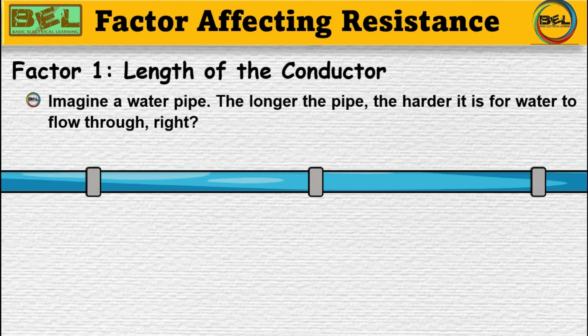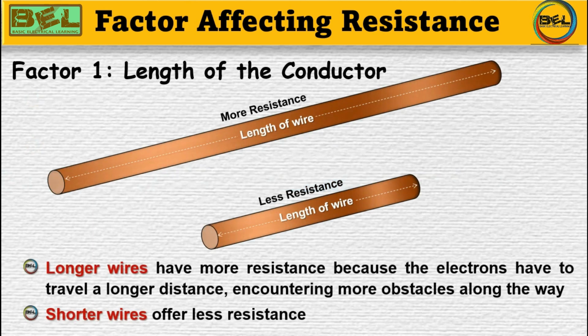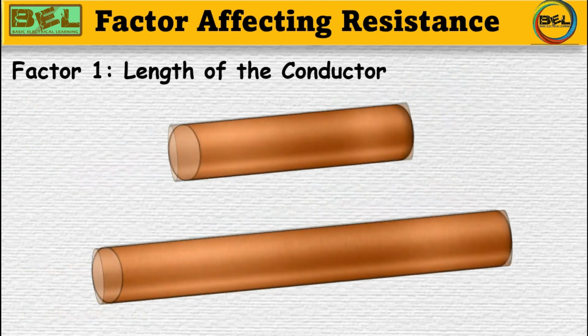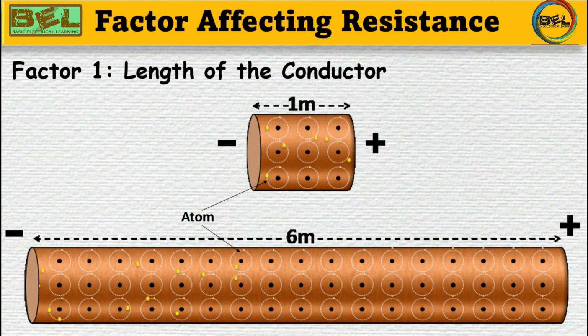Imagine a water pipe. The longer the pipe, the harder it is for water to flow through, right? The same thing happens with electricity. Longer wires have more resistance because the electrons must travel a longer distance, encountering more obstacles along the way. Shorter wires offer less resistance. For instance, a 1-meter copper wire will have less resistance than a 6-meter copper wire.